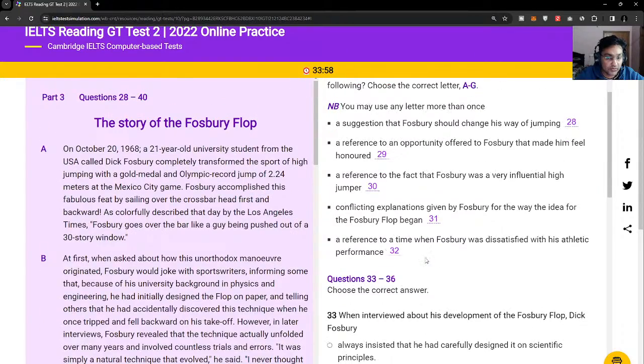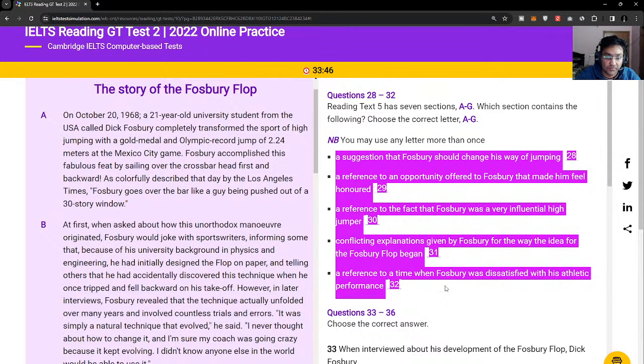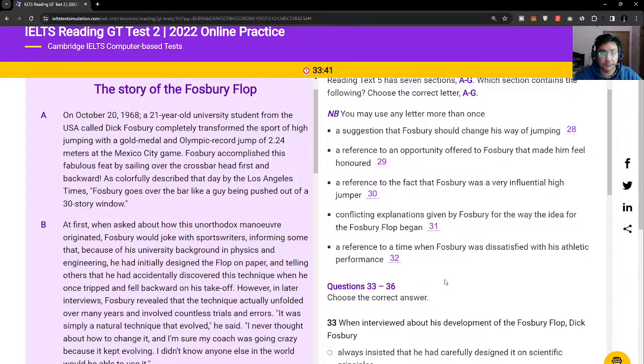28 to 32. Okay, now how do we do this? How exactly are you supposed to answer these? You need to first read all the questions. Read all of them. Easily. Take your time. Read them all.